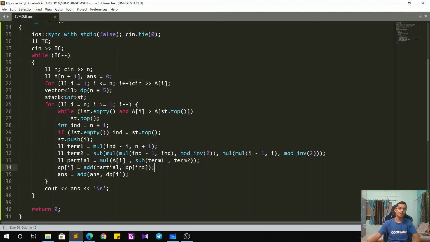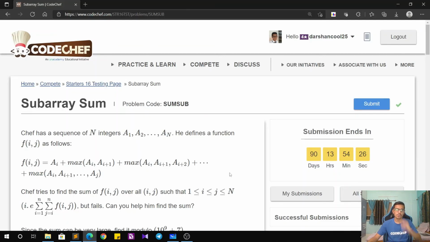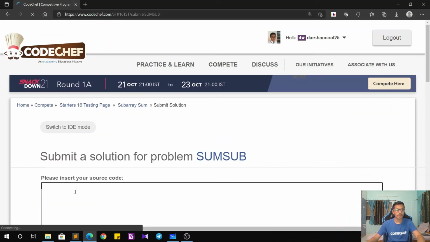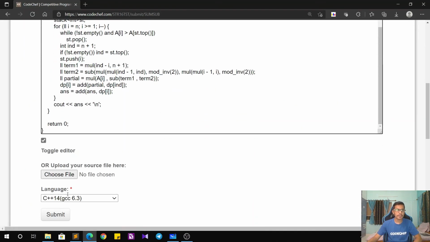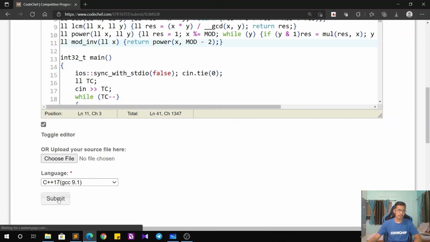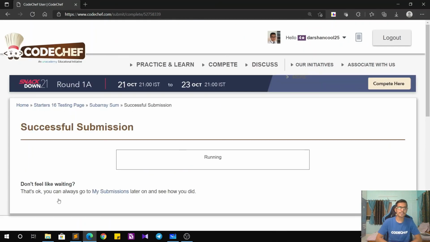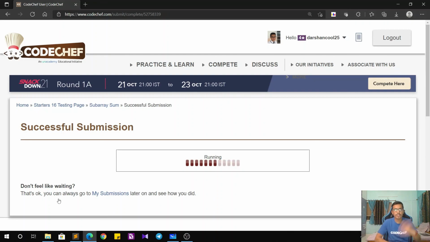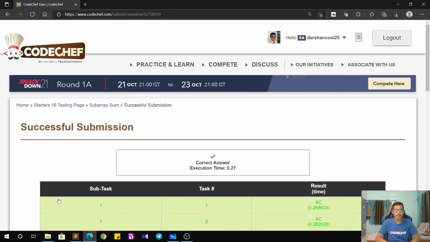So we can now submit the code on CodeChef ID to check the correctness of the code. So I will just copy the code and submit it over here. The language will be C++ 17 because we are using the latest C++. And now we have to just wait for the verdict. Great. So our solution works.